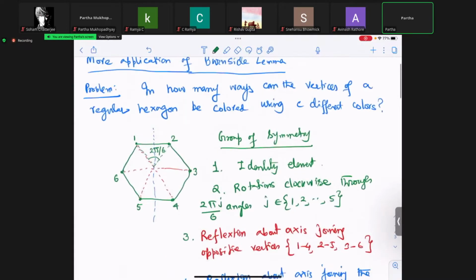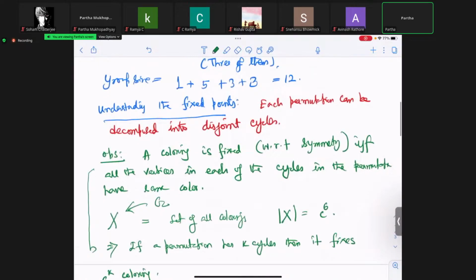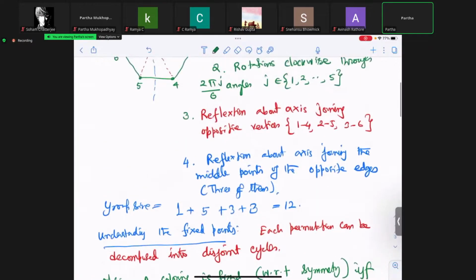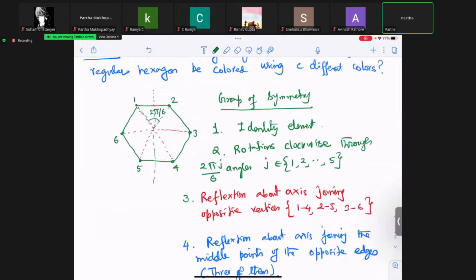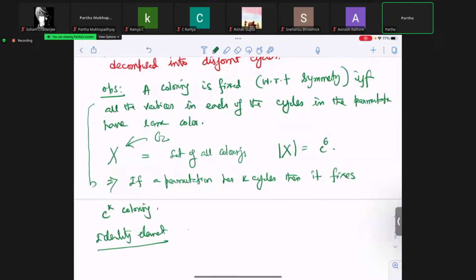Now let's try to compute, so for the identity element, what is the fixed size? Of course, it is c power 6, right? Because every vertex is its own cycle, 1 to 1, 2 to 2, 3 to 3. So for the identity element, the number of fixed colorings is c power 6.